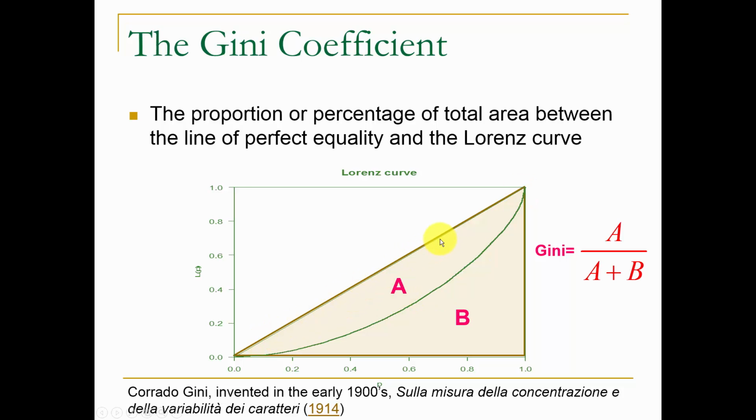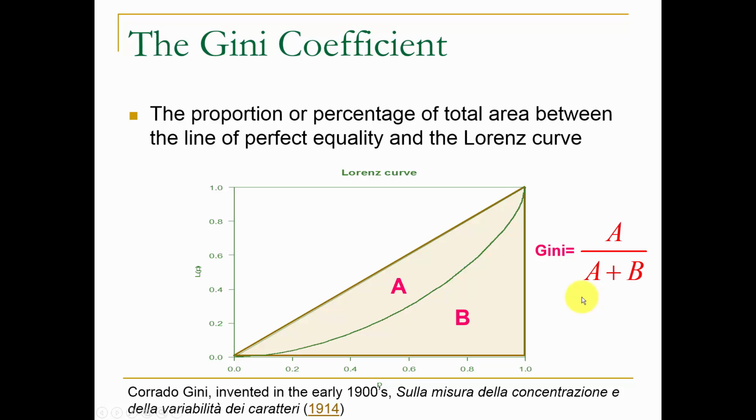Let's calculate the area between the line of perfect equality and the Lorenz curve, because the bigger that area A gets, the more income inequality there's going to be. So he said, let's calculate the proportion of the whole area of this triangle, which is A plus B on the bottom. The total area of the triangle is A plus B. Let's calculate what proportion of the area is taken up by A. More unequal incomes will get larger and larger fractions of the triangle taken up by the A part. So Gini is just A over A plus B.